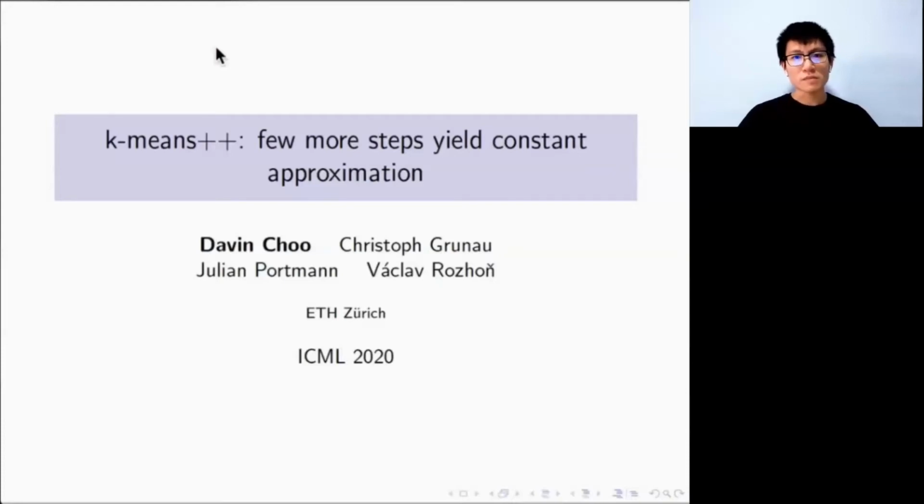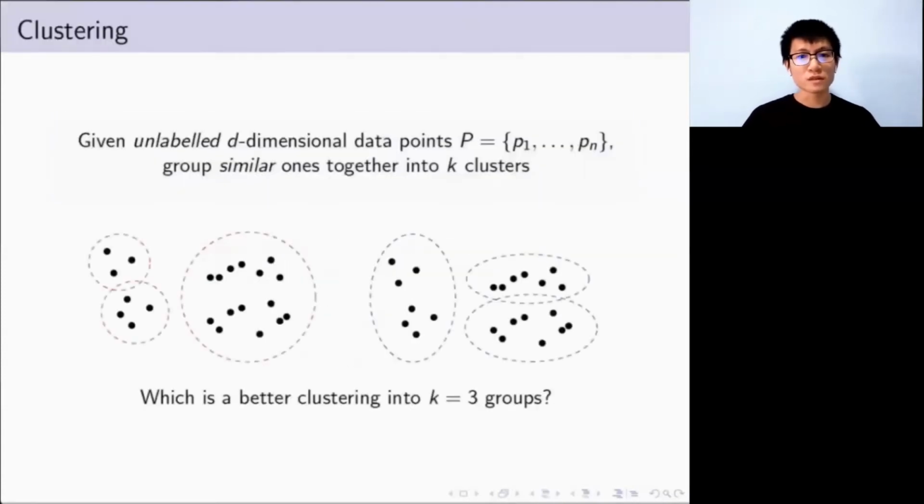Welcome to my talk on K-means++, few more steps yield constant approximation. This is joint work with Christoph, Julian, and Vašek. The goal of this talk will be to present the key ideas of an analysis of a practical algorithm that achieves a constant factor approximation to the K-means objective.